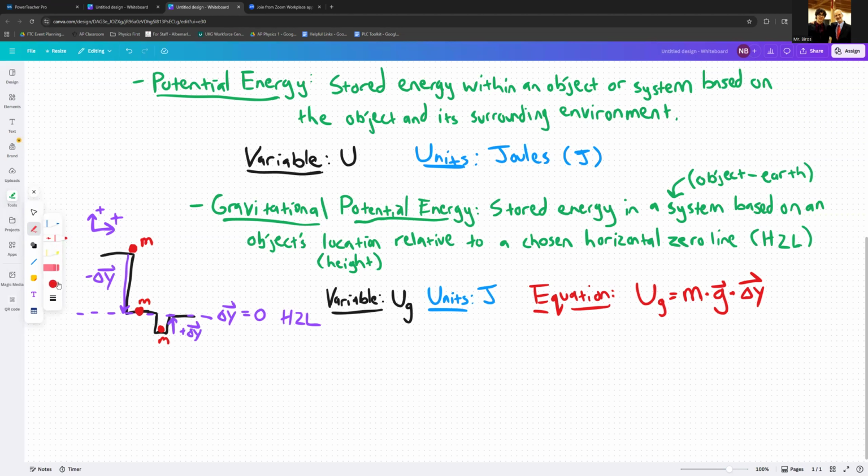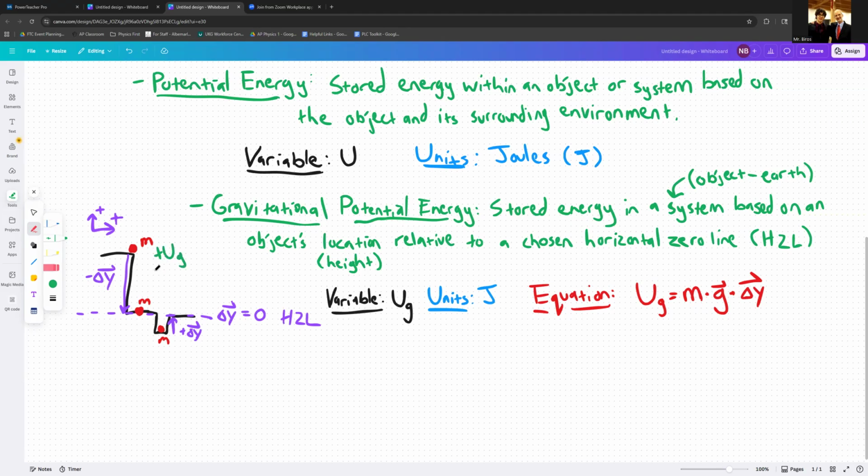Let's take the mass on top of the cliff, and I'll write the energy values in green here. So the mass on top of the cliff has a positive mass, because mass is always positive. G would be negative 10, because we've chosen down to be negative. So that vector G would be negative. And then delta Y is also negative. So for the object on top of the cliff, we'd have a positive mass in the equation times a negative G, 10 meters per second squared, times a negative delta Y. All the negative signs would cancel out for those last two vectors, and you would have a positive amount of gravitational potential energy. So up here, we've got a positive UG.